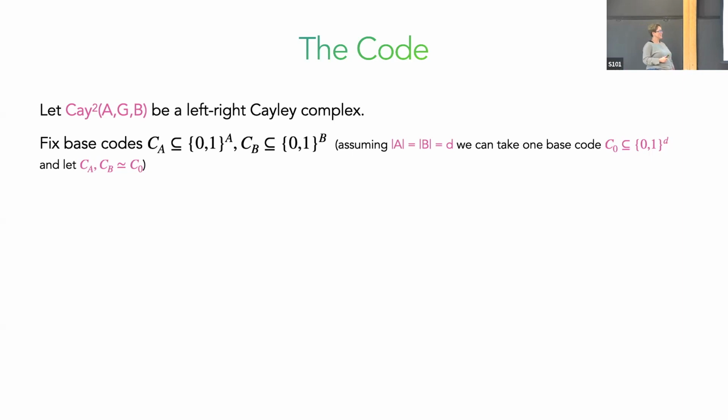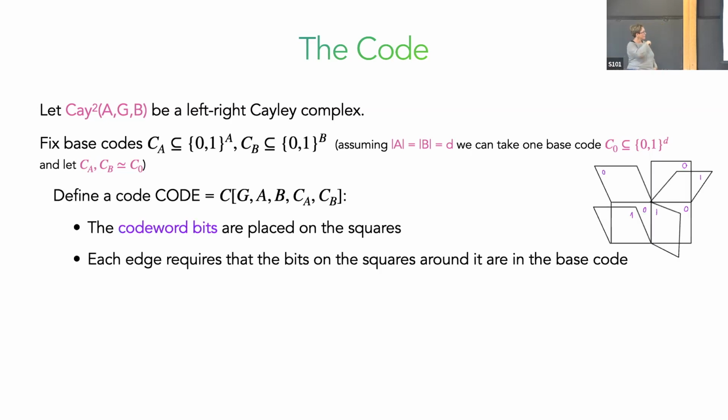So let's define the code. Just like in the Sipser-Spielman situation, we're going to fix a base code. But now we have two kinds of edges. So let's fix a base code CA to be some subspace of 0, 1 to the A, and CB to be some subspace of 0, 1 to the B. Of course, if A and B have the same size, you can just choose one base code. It's not a problem. And you're going to define the code by putting the bits on the squares. So codewords are functions from the squares to 0 and 1. You just label each square by a bit.